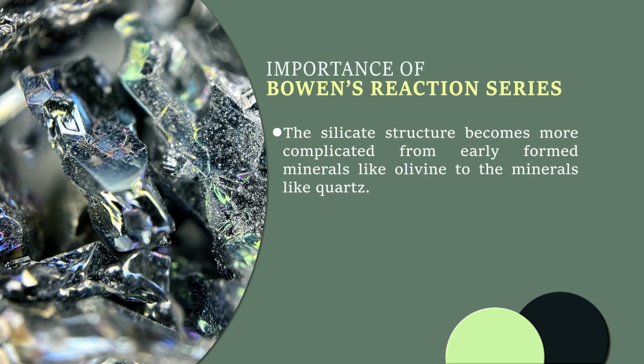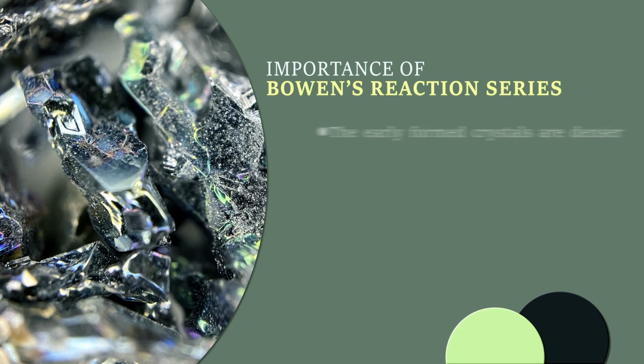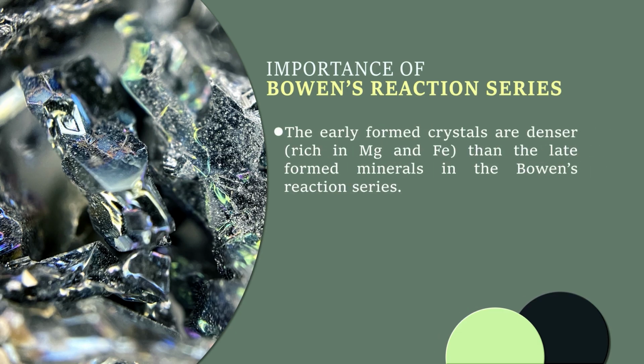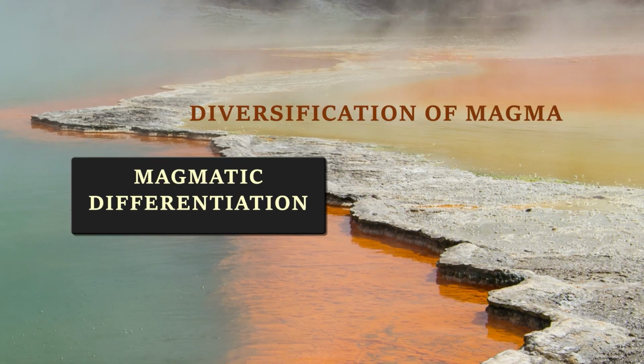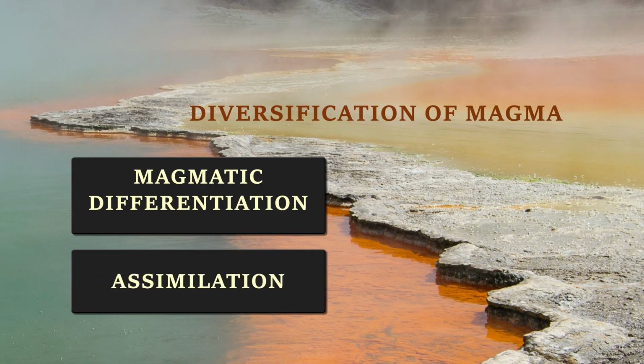The silicate structure becomes more and more complicated from early formed minerals like olivine to minerals like quartz. Early formed minerals, you see, are richer in magnesium and iron as compared to the later or late formed minerals in the Bowen reaction series. Now let us talk about the processes that govern the diversification of magma. There are two main reasons for the origin of diverse igneous rocks: magmatic differentiation and assimilation.